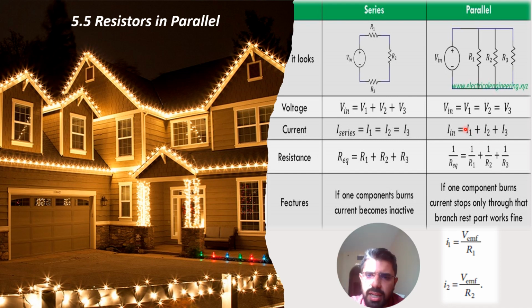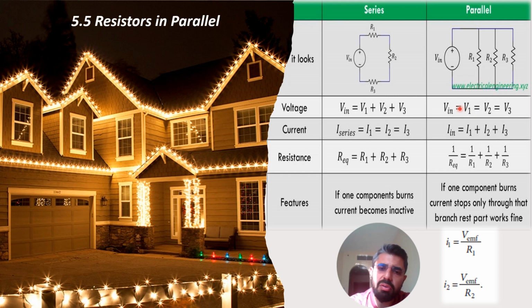Okay, how to calculate the current in a parallel circuit? We just add the values: I1 plus I2 plus I3, etc. However, in a series circuit, the current, if you remember, is the same everywhere in the circuit. Here in a parallel circuit, we have to add the values of the current.